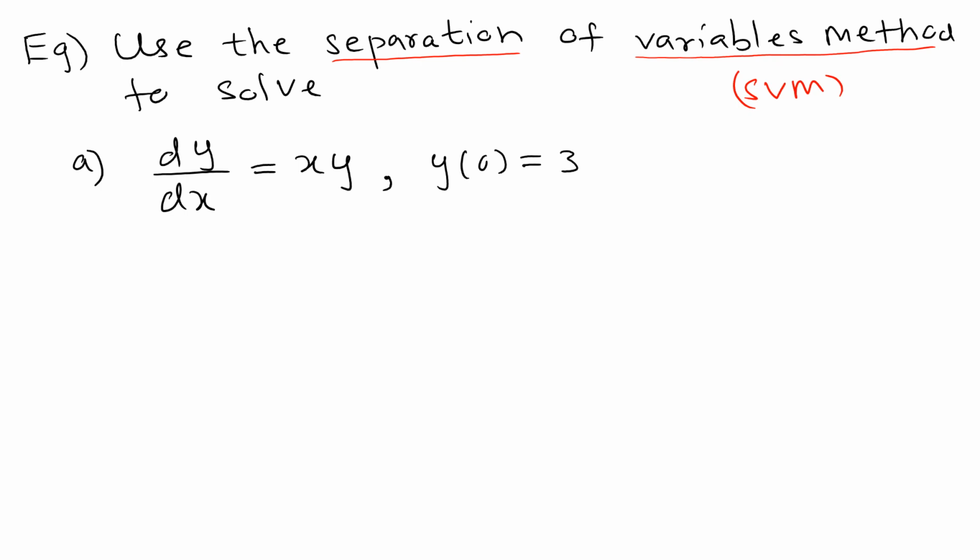So let's look at the first example. We have dy over dx equal xy, along with y(0) equal 3. So that's the initial condition. This is the initial condition that we normally use at the end, even though we call it the initial condition. Okay, so let's go step by step.